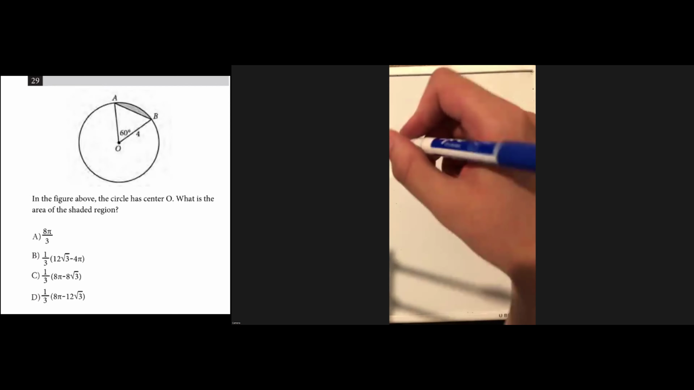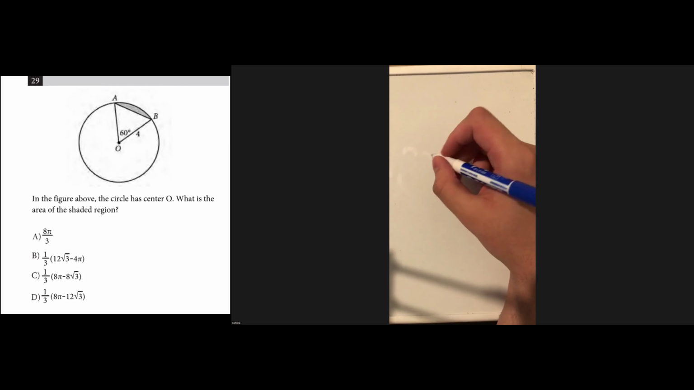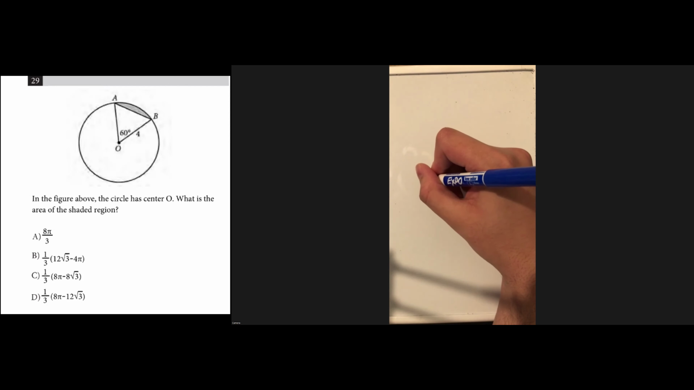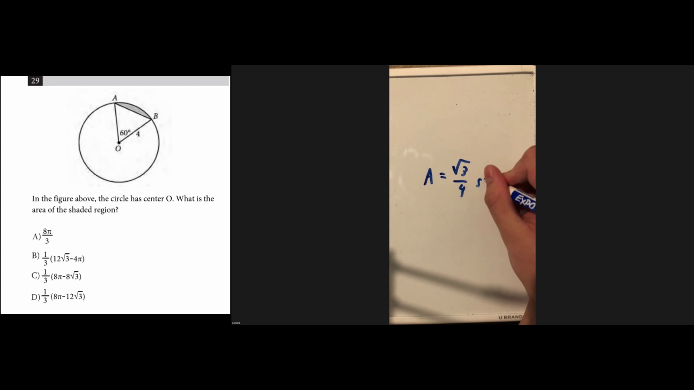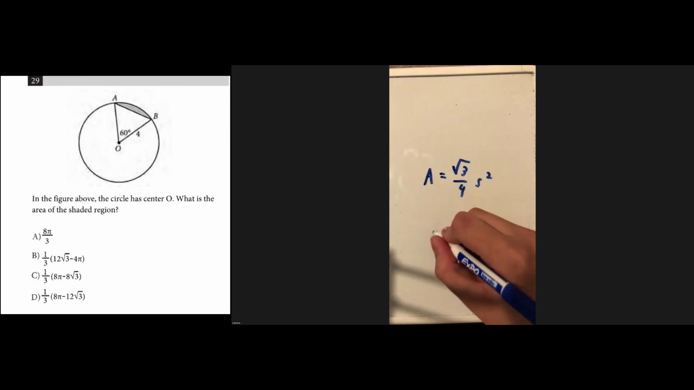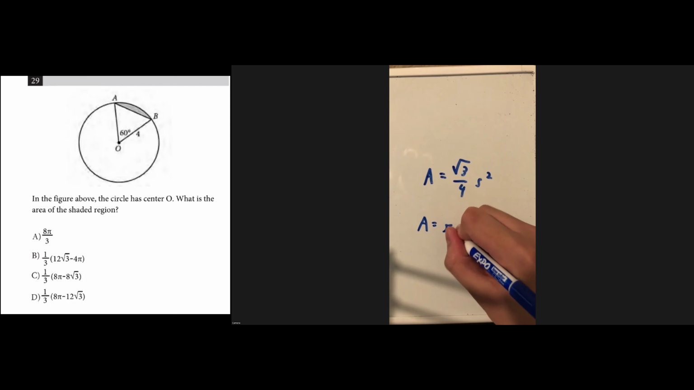Okay, so for this question, there are a couple of formulas we need to know. First is the area of the triangle. For that, we have area equals root 3 over 4 times the side squared. And then the other formula we need to know is the area of a circle, which is just pi r squared. So area equals pi r squared.